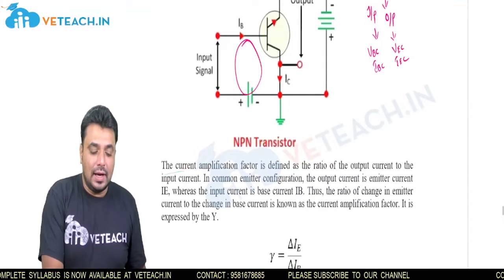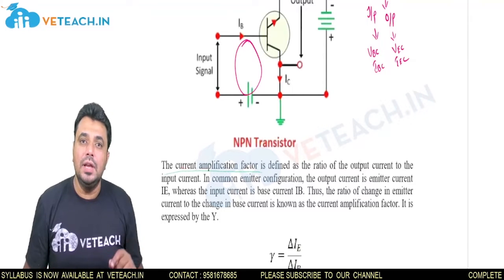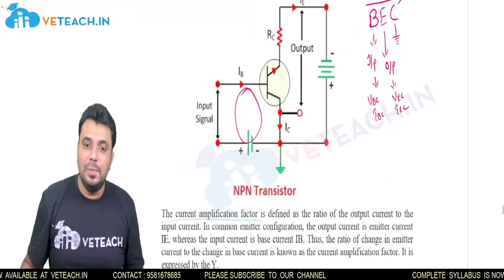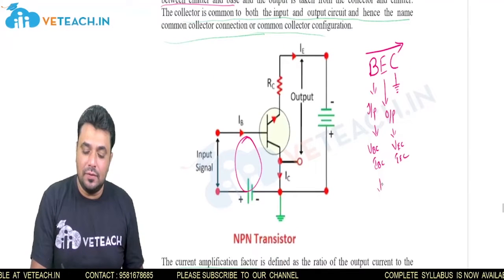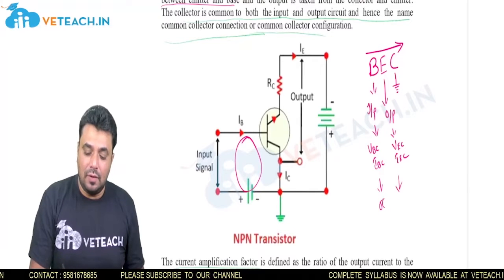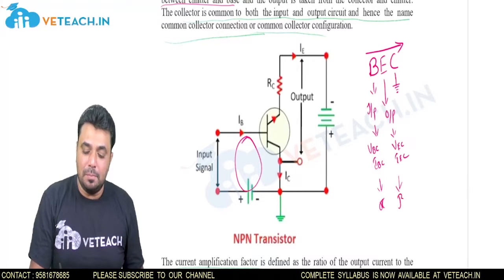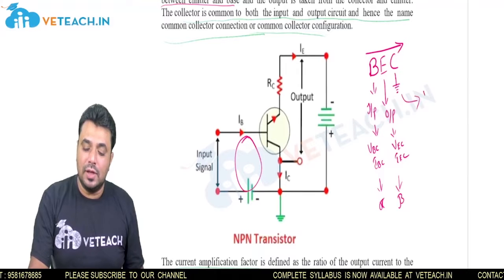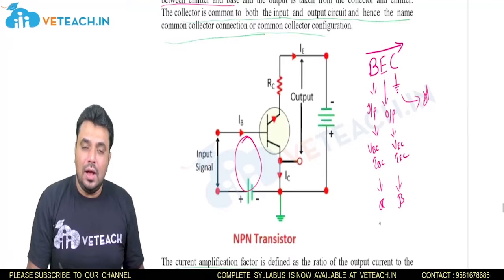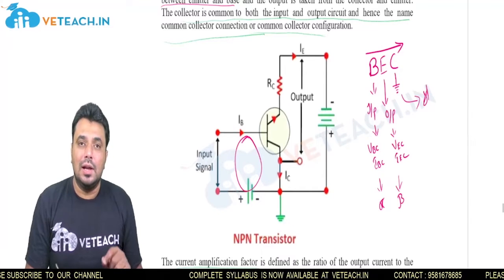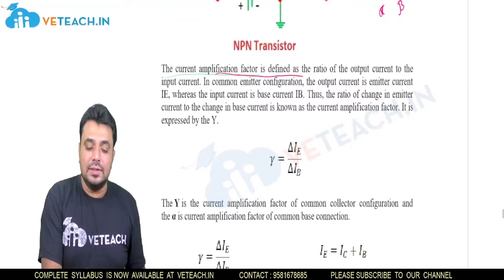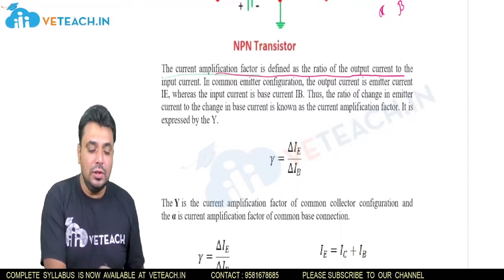Now every configuration has a current amplification factor, including alpha, beta, gamma. For the common base configuration we get alpha, for the common emitter configuration we get beta, and for the common collector configuration we have gamma. All of alpha, beta and gamma are current factors, output current by input current. So the current amplification factor is defined as the ratio of the output current to the input current.